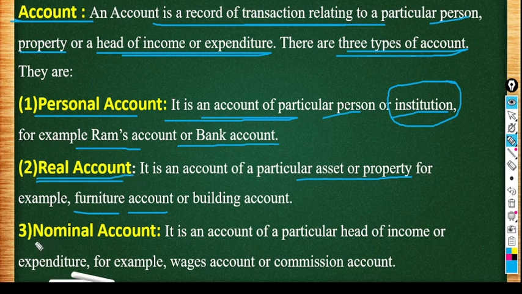And the last one is the nominal account. A nominal account deals with business heads like incomes, expenditure, wages, gains, profit. These come under the nominal accounts. All incomes, expenditure, expenses, profits and gains come under the nominal accounts. For example, wages, commission, rent paid, fees paid, salaries received, salaries paid, goods purchased, goods sold all come under the nominal accounts.